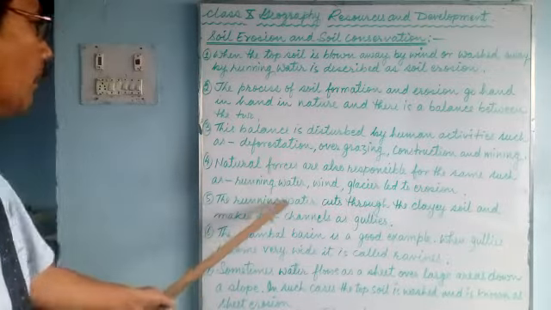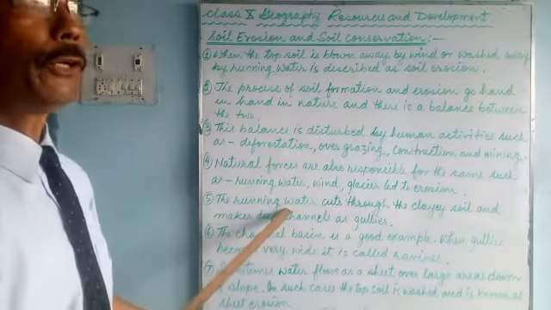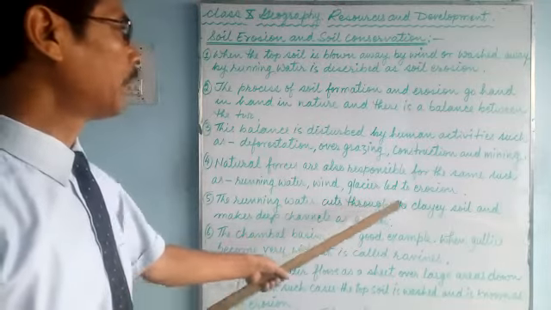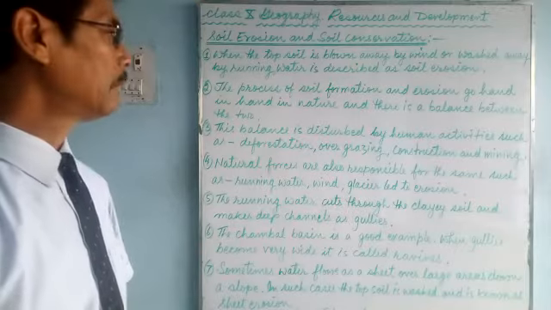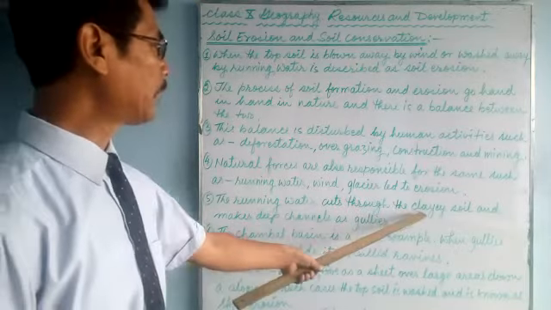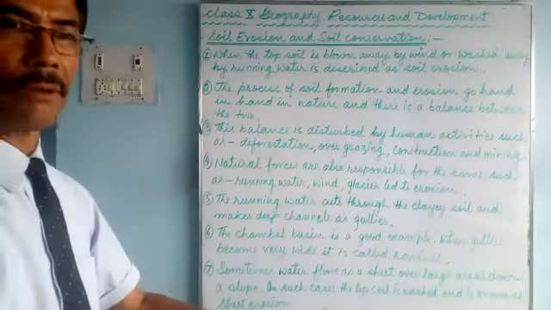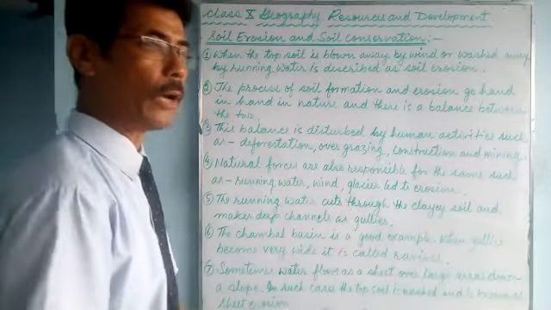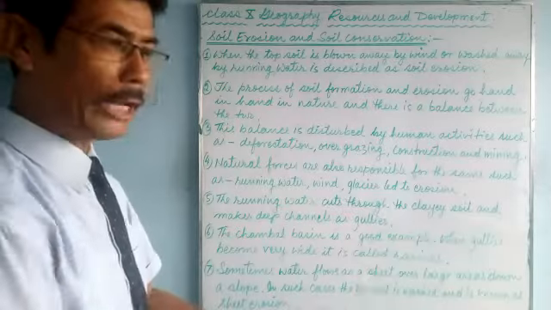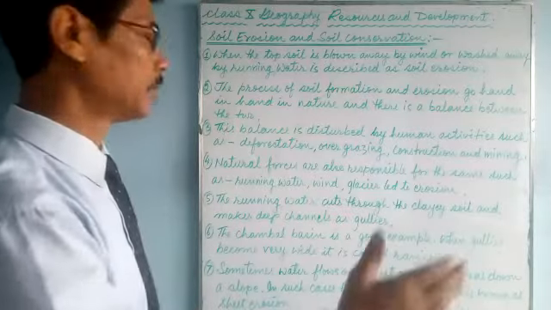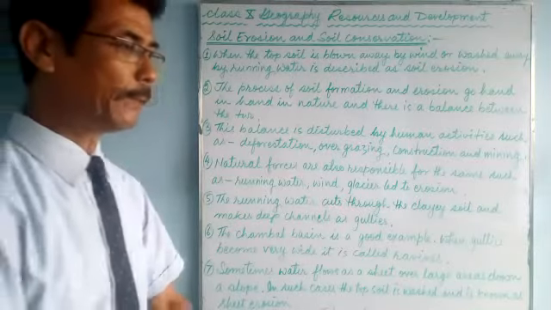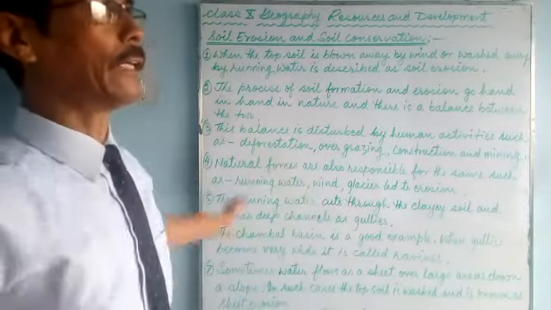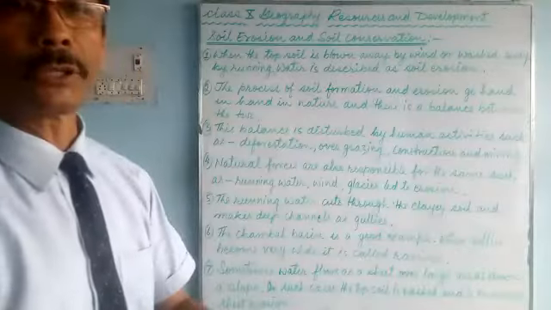Number 5, the running water. We know that running water cuts through the clayey soil. If the soil is very soft, clay, then the running water cuts through the clayey soil and makes deep channels. They cut through the clayey soil, soft soil, and make channels. This is called gullies, or you can say gully erosion. When these gullies become very wide, like a valley, then it becomes a ravine.